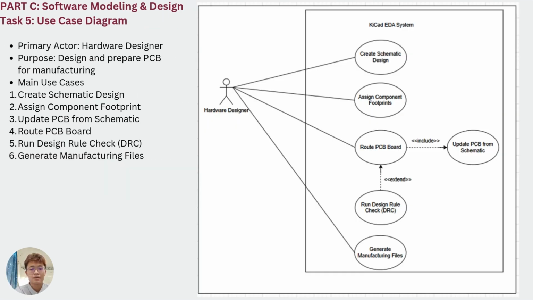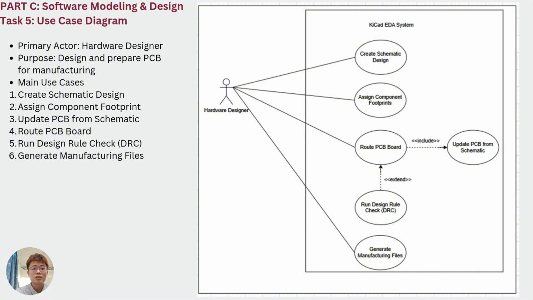This figure shows the use case diagram for KiCad. The primary actor is the hardware designer, who interacts with the software to design and prepare a printed circuit board, or PCB, for manufacturing. The designer performs several main tasks, including creating the circuit schematic, updating the PCB from the schematic, routing the PCB board, running a design rule check, and exporting the manufacturing files.